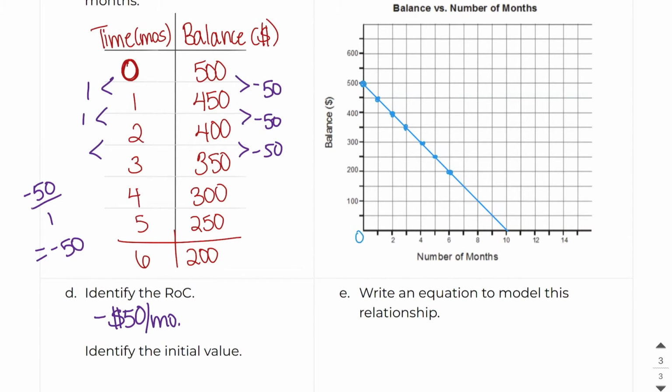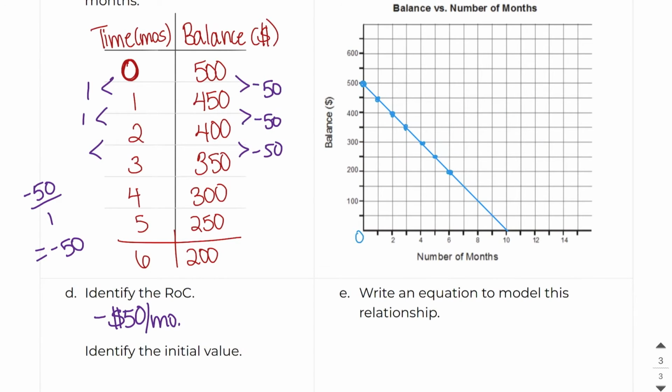Another option that I have is I can do rise over run right here. So like let's say I start here and I end here. This went down right here from 450 to 300. So this went down by negative 150. And then this went over from 1 month to 4 months. So this went over by 3. So we can say it's negative 150 over 3, which is still negative $50 per month. So you have a lot of options for how to find that rate of change.